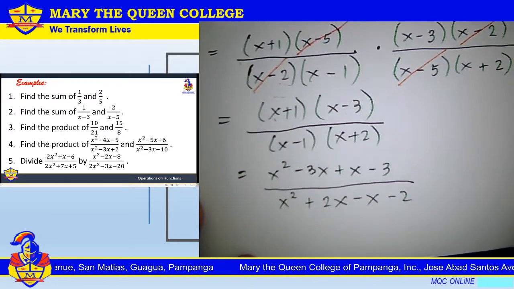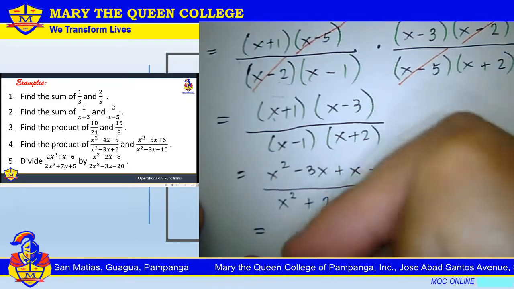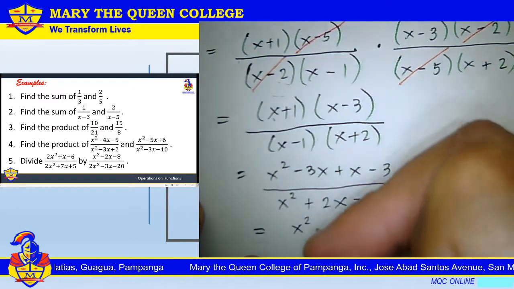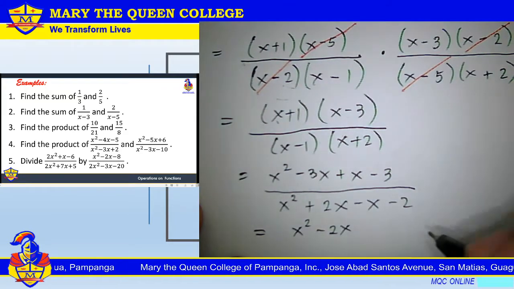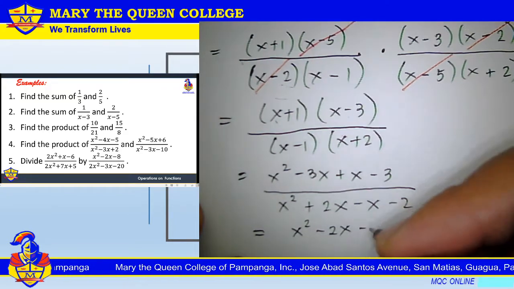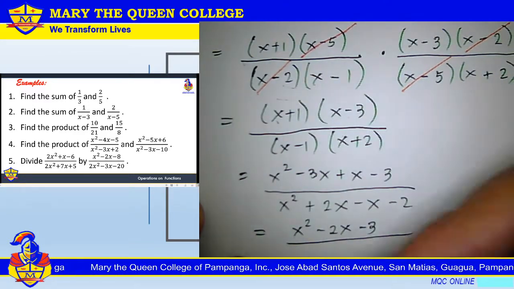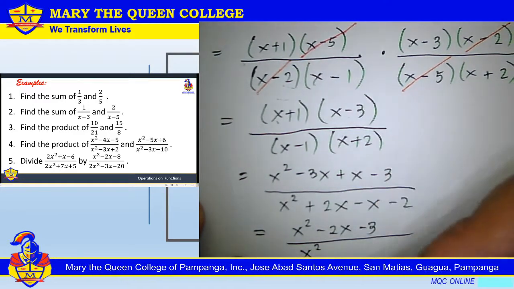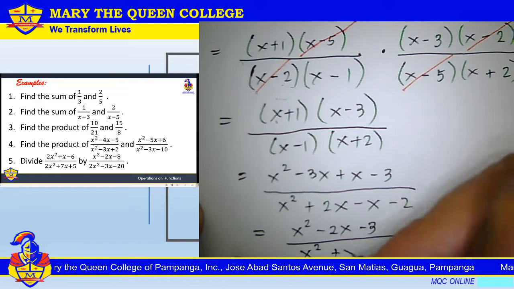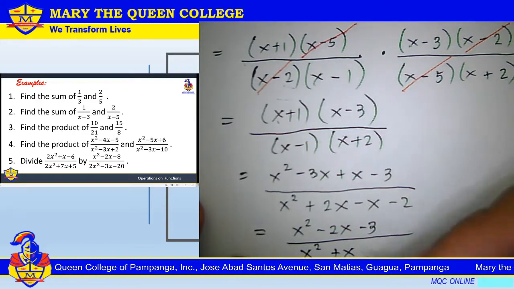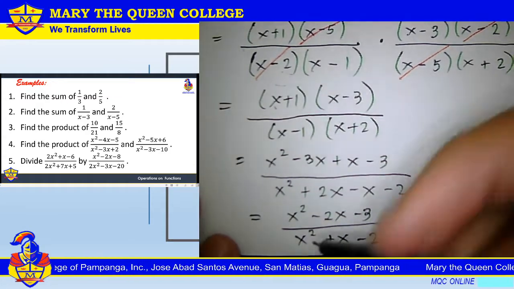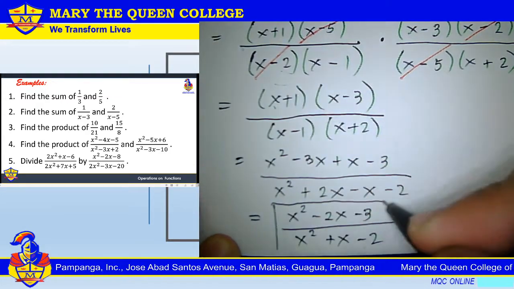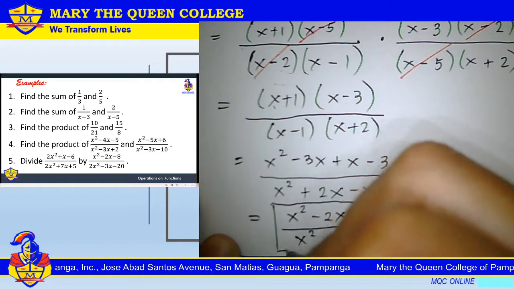Okay? Then, our final answer would be x squared minus 2x minus 2x minus 3 all over x squared plus x minus 2. Okay? So, ito po yung ating product or yung ating final answer.